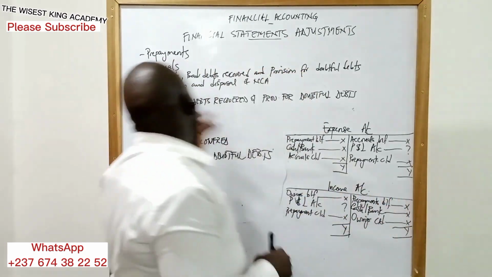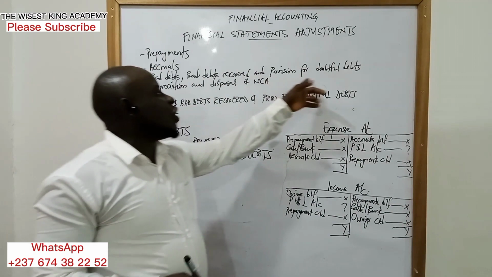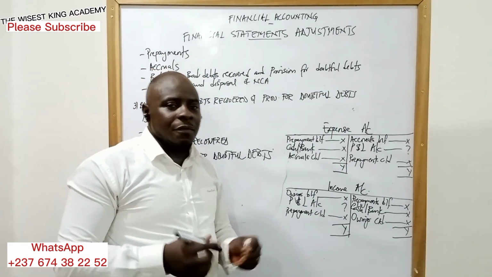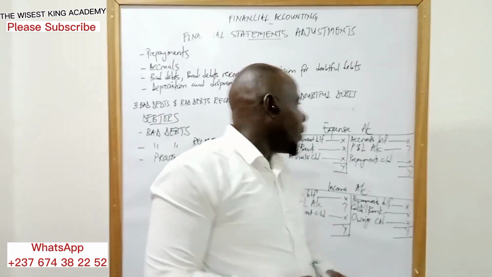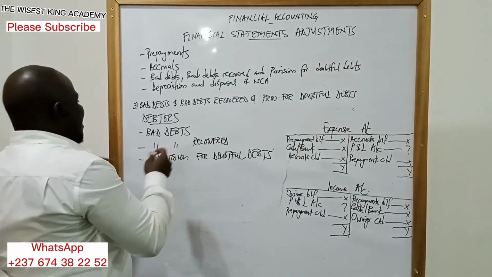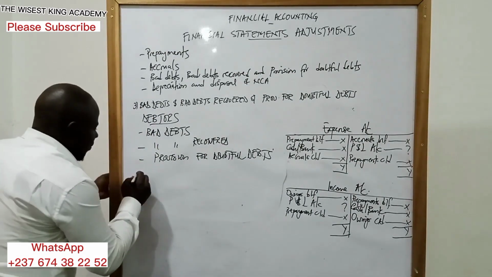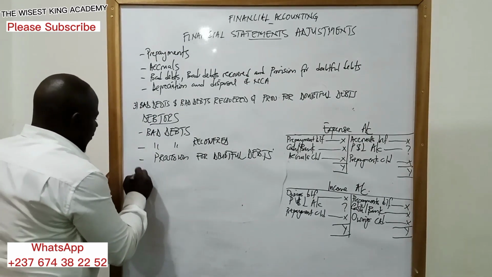So that is it about provision for doubtful debt. Very, very important. And the last aspect is depreciation. That's number 4.